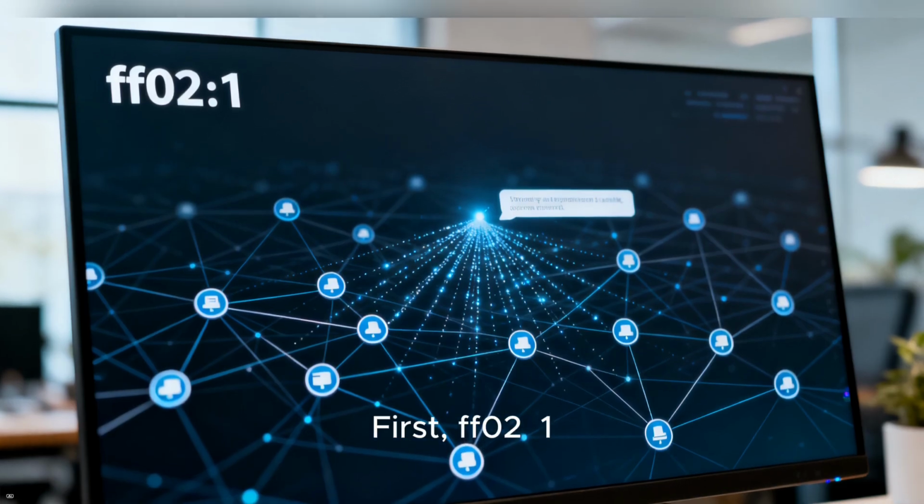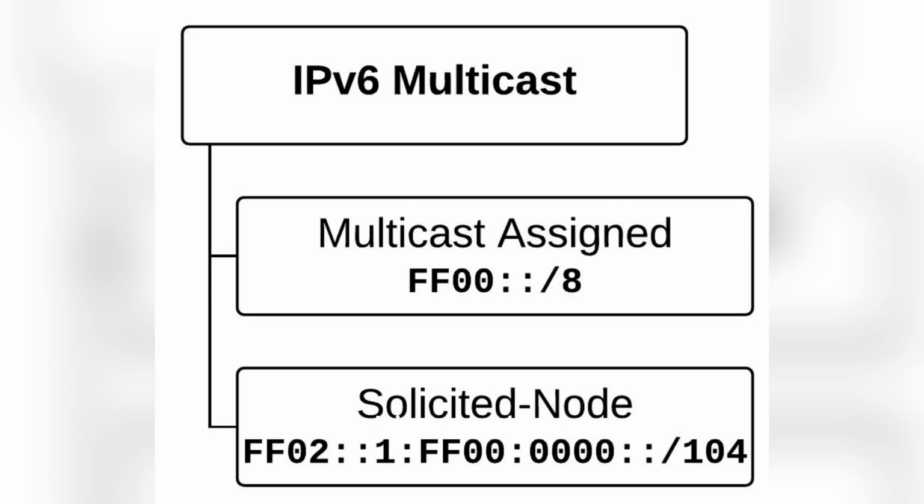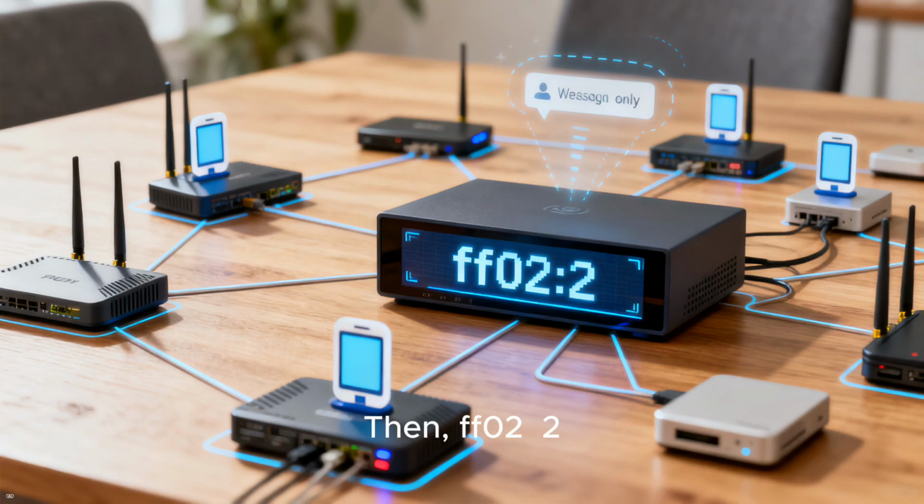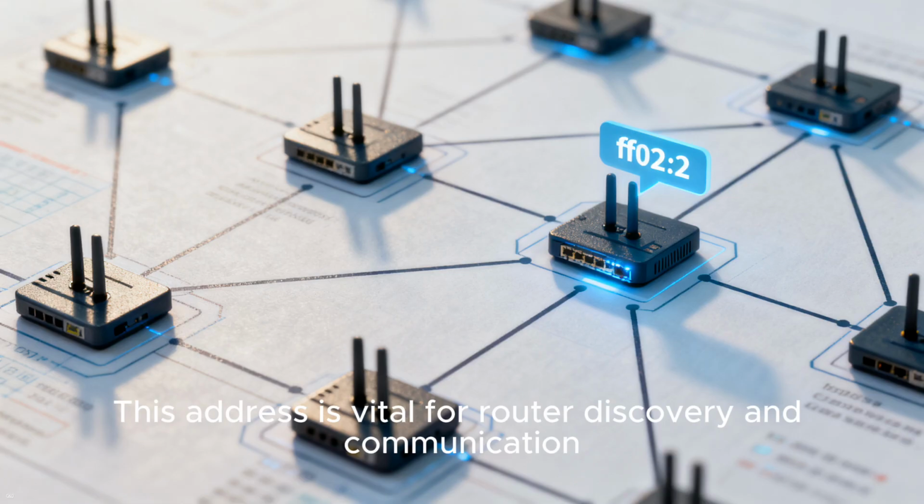First, FF02::1 is the all nodes multicast address. It ensures every device on the local link receives the message. Then, FF02::2 is the all routers multicast address. This address is vital for router discovery and communication.